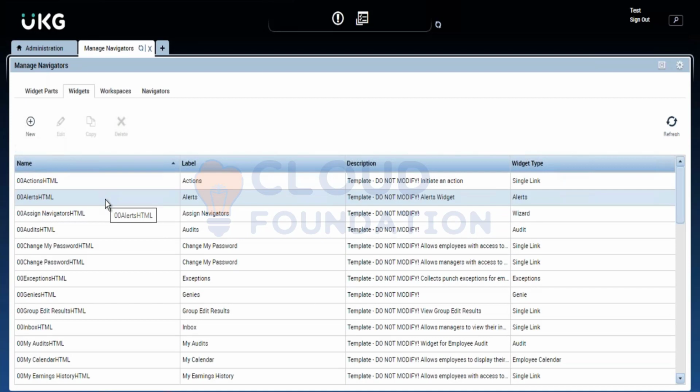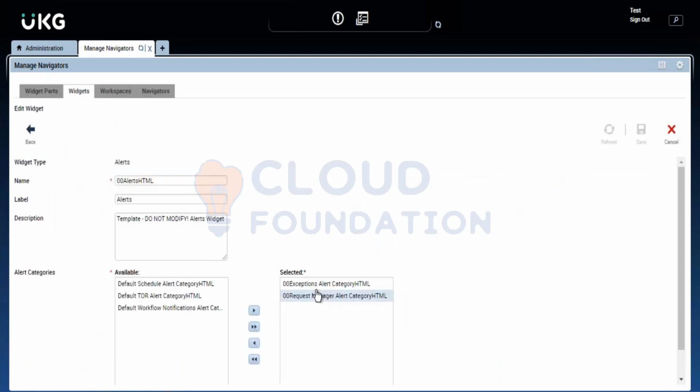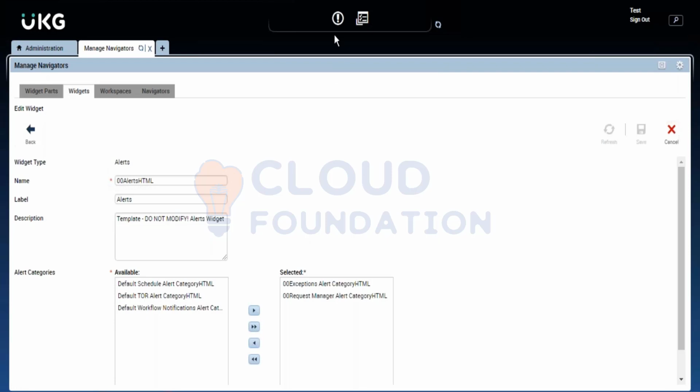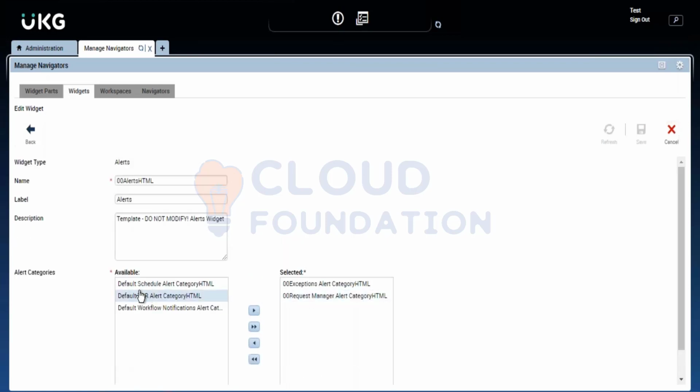So let's see this alerts. So alerts is set up. So if you see this alert, it's going to alert me for any exceptions and if there is any request manager. So when I click this, it's going to show all the exceptions to me over here. So this is one example of a widget. So alert is a widget. So I have my alert categories. I have only 5 set up in my category.